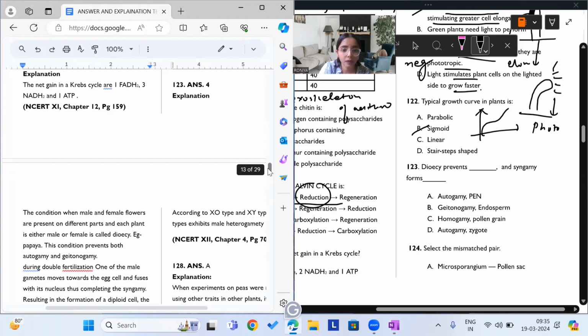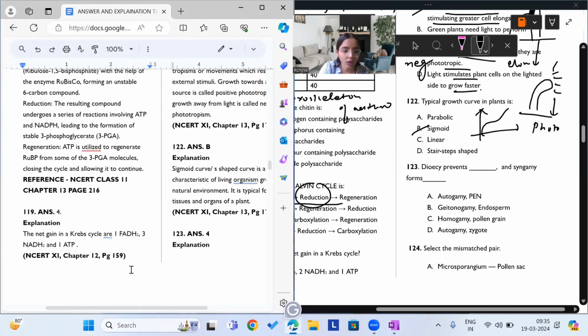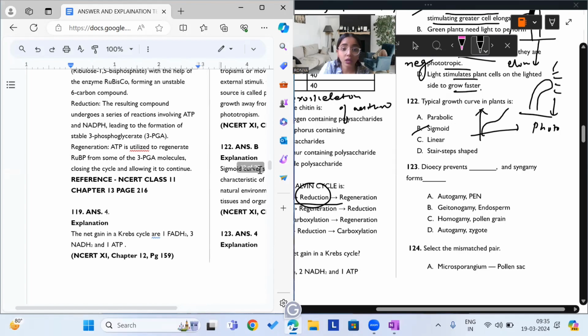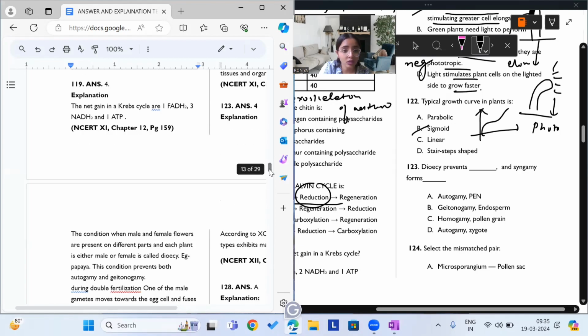I'm sorry. Just a second. See. Okay. Typical growth curve in plants is sigmoid.